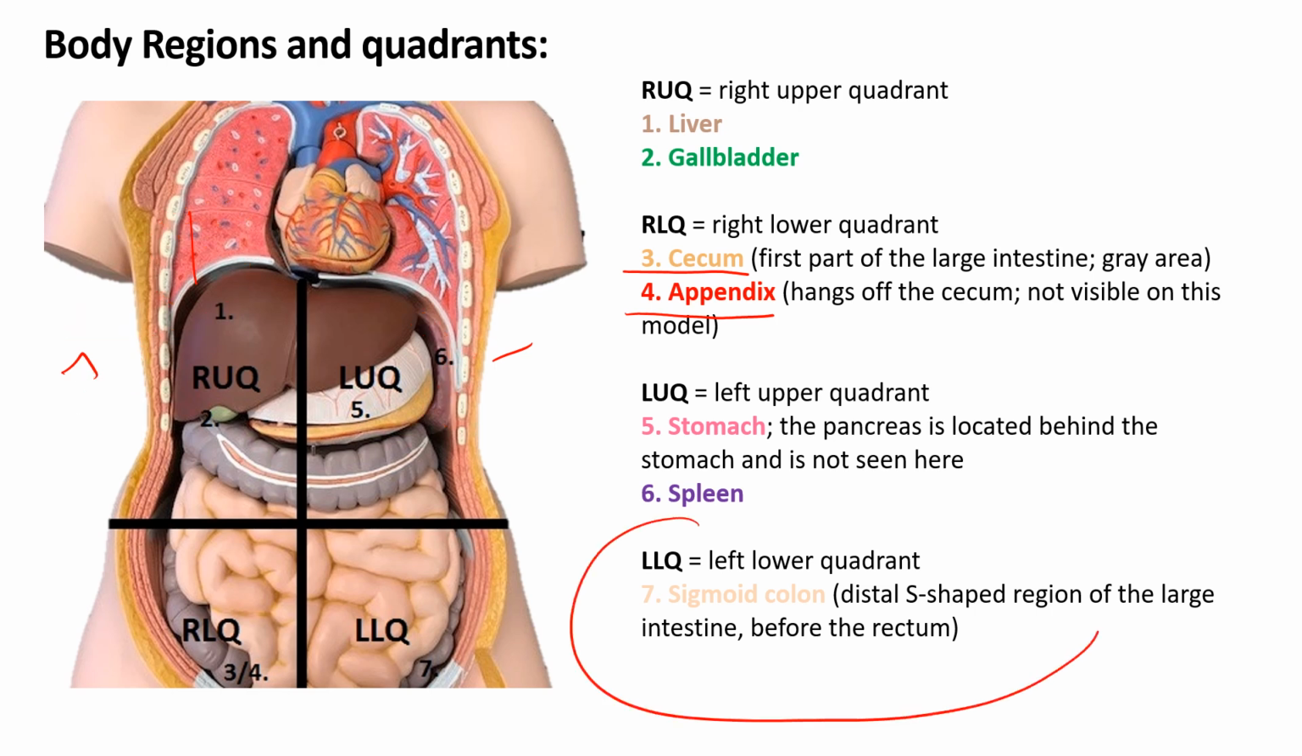And then finally, in the left lower quadrant, we have the sigmoid colon. It's called sigmoid colon because this part of the colon has like an S shape. In this particular model, in this picture, we cannot appreciate that, but I'll show you this later when we review the digestive system. You will see why the sigmoid colon has kind of this S shape.